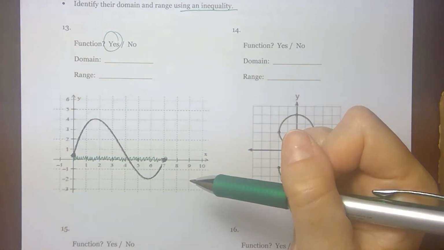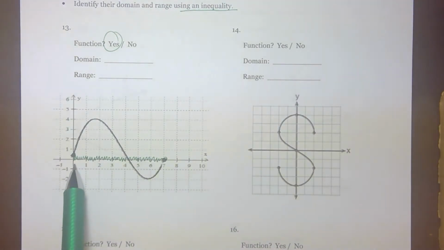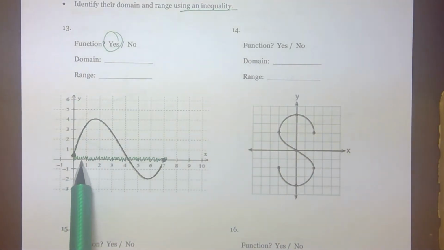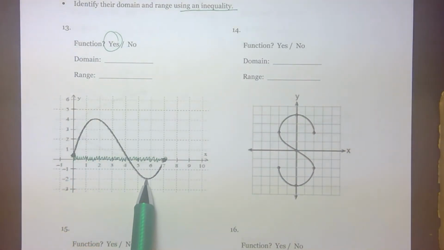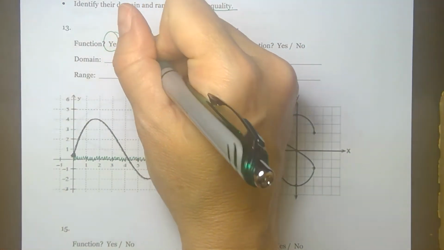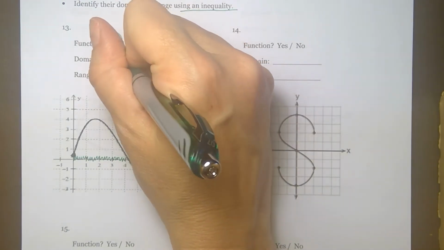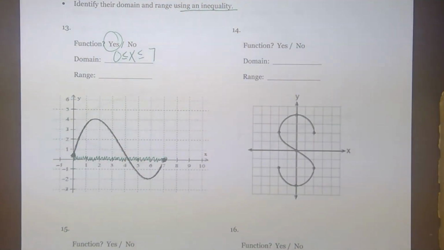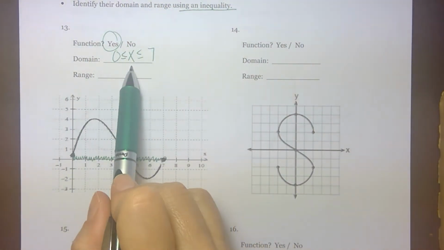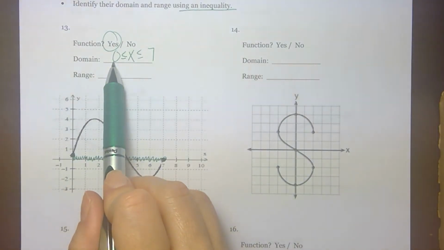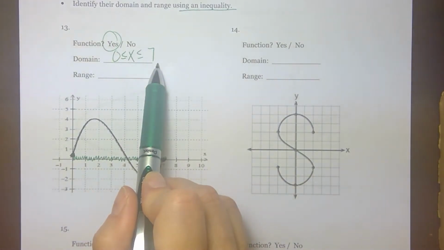Well, what are my x values for this domain? The first x value is 0, and the function keeps going until I get to the x value 7. So my domain is going to be the set of x values from 0 to 7. Now you see what I did there. I put the x in the middle, I put the lower limit on the left, and the upper limit on the right.